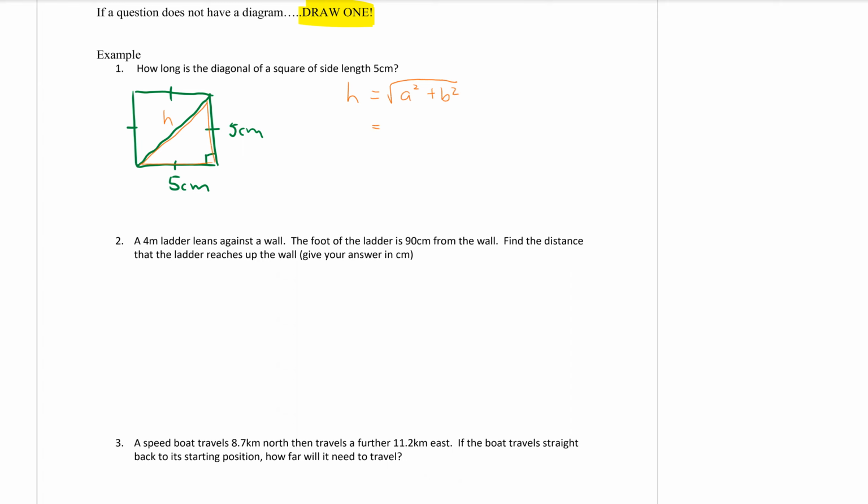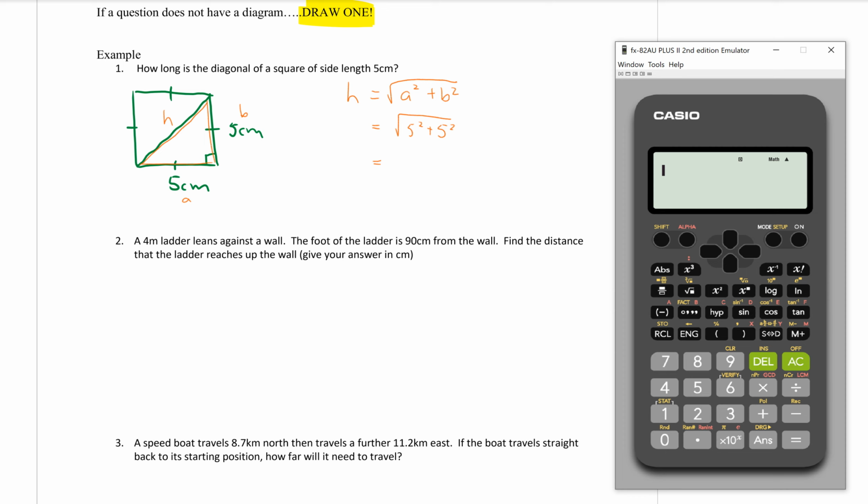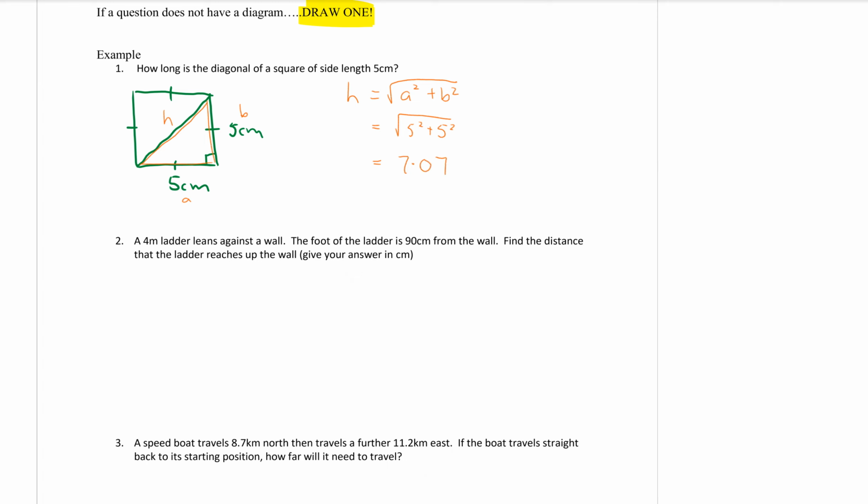Subbing in A and B, they're both 5. So 5 squared plus 5 squared. Third step, into the calculator. And we're going to do 2 decimal places. It is 7.07. This time I do have units, so I need to write centimetres on there. See? Not really any different. Just got to get that diagram first.